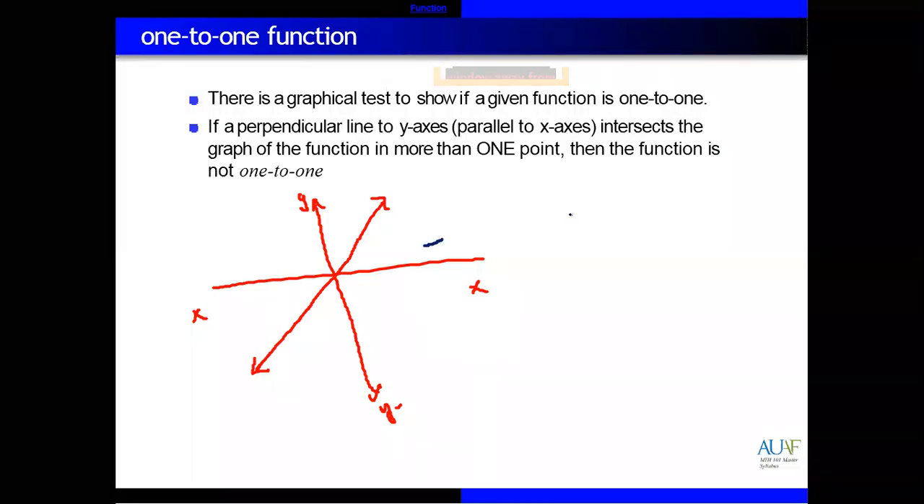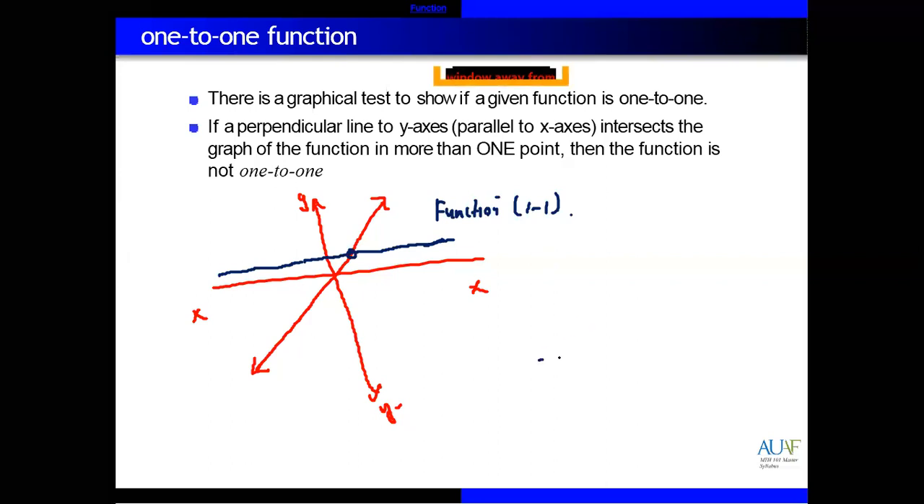We have one function. We have a graph. This line shows the graph of the function. So in one function, we draw a vertical line, parallel to the y-axis, like this one. When this line touches the graph at only one point, this means that this is a function. This is a function, I mean one function.